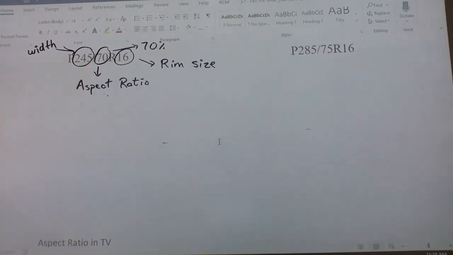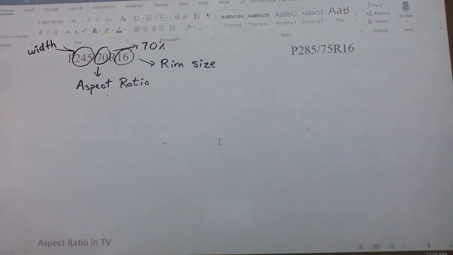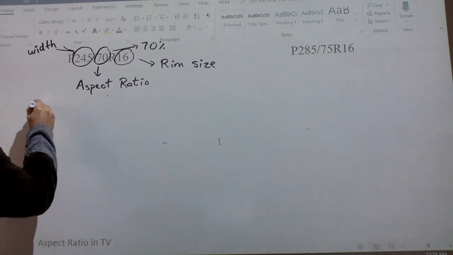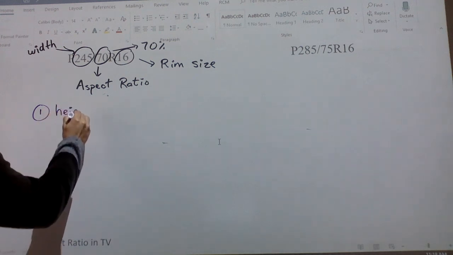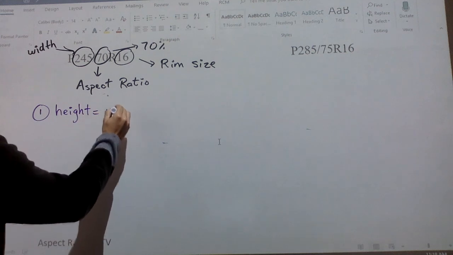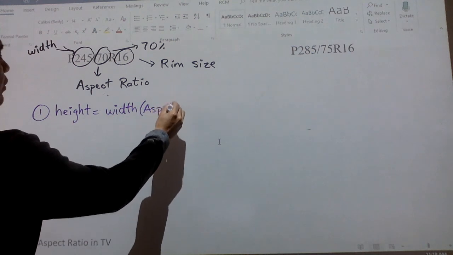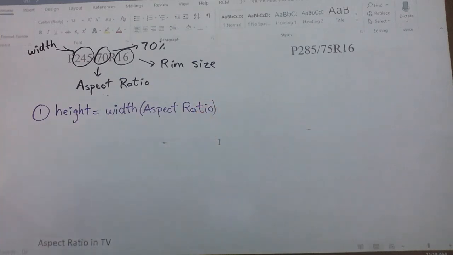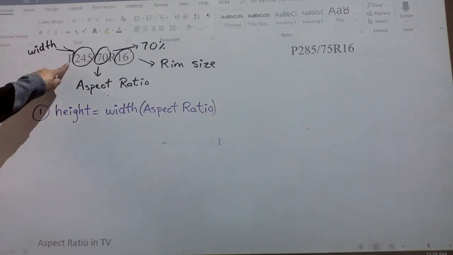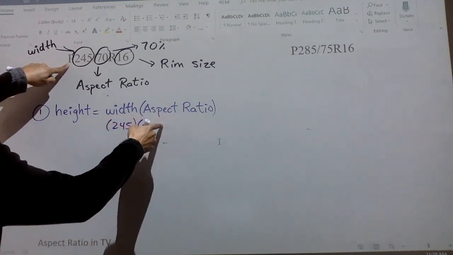I'm gonna do this side first. Bear with me. If I don't have space to write every single thing, I will use the whole board. So step number one, we'll do it in a separate, different color. We gotta find the height. This is how you find the height. Height equals the width times the aspect ratio. So I will just replace the numbers I have. The width equals this. So 245 times the aspect ratio.